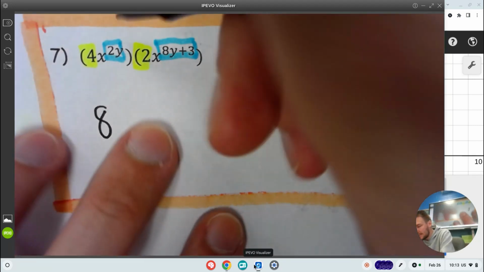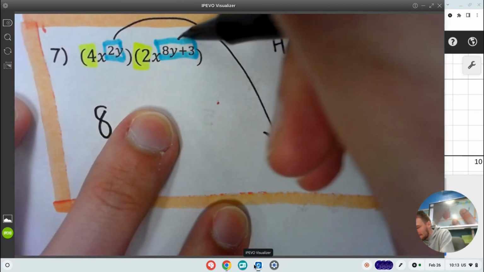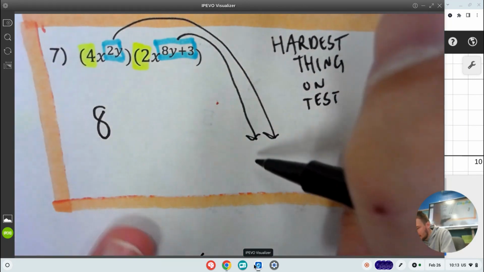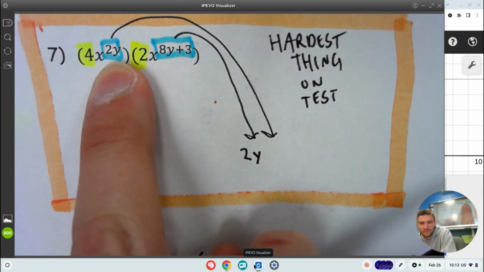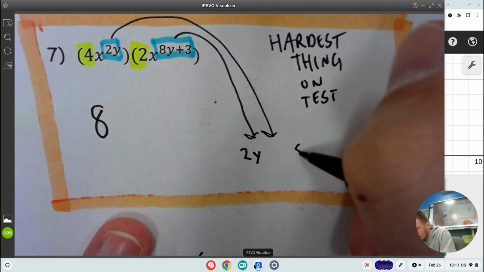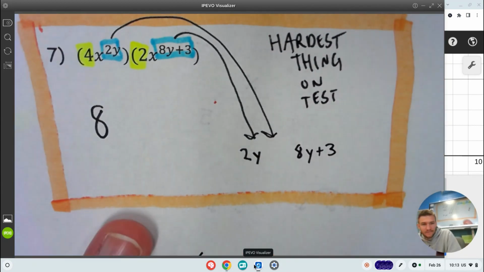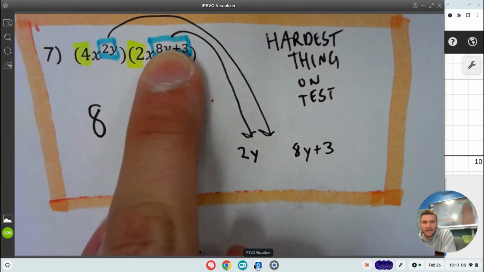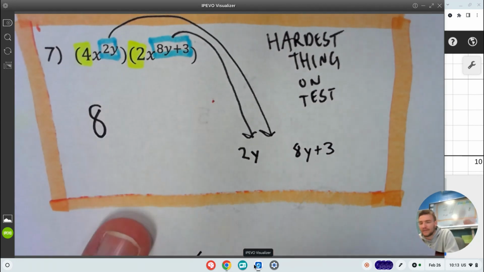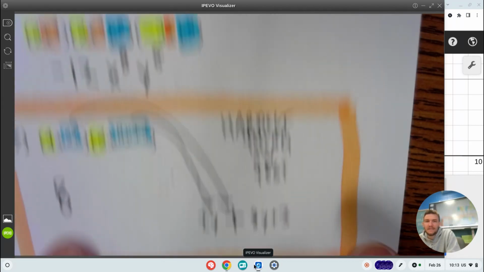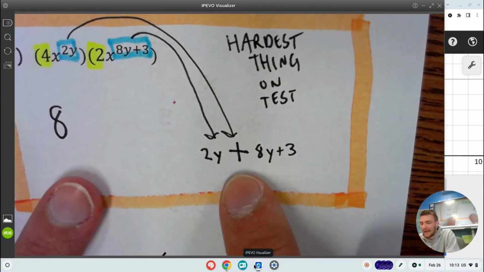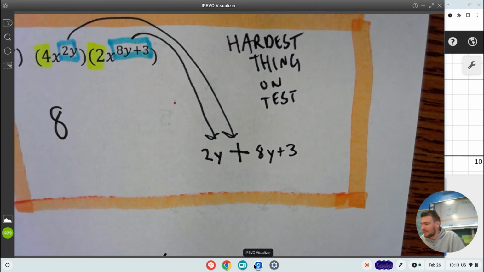Okay? So what I'm going to do is grab both of these for a second, and I'm just going to do a little math over here. 2y, that's the first one. 8y plus 3, that's the second one. And remember, all you got to do is add up the exponents. Just like we did 3 plus 5 makes 8, we're just going to add them up. Okay, and I know this is more complicated than 3 plus 5, but it's not that much more complicated.